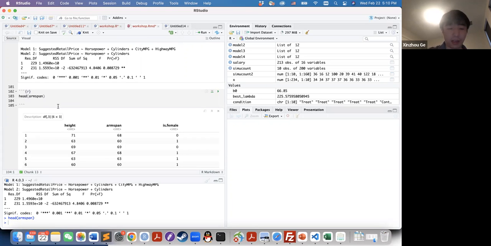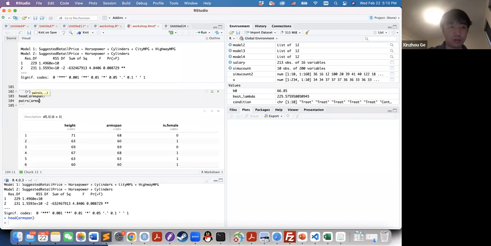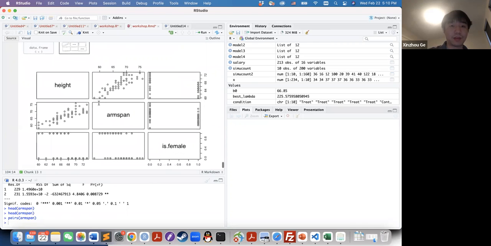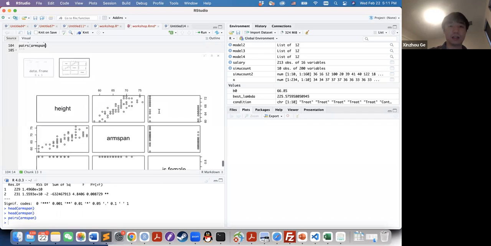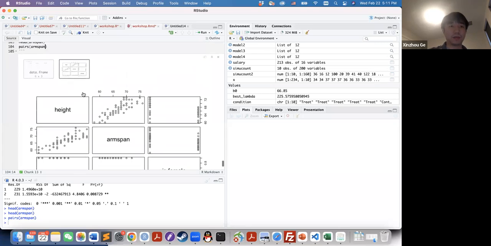And we can use the pairs function on this dataset to get the pairwise scatter plots. It will look something like this. So this panel will be the scatter plot between height and span, and this will be the scatter plot between height and is.female, and this will be the scatter plot between span and is.female. So this is how we generate scatter plots when we have multiple variables.